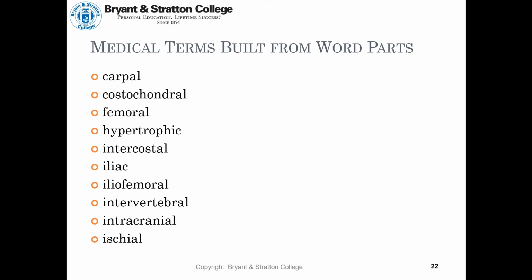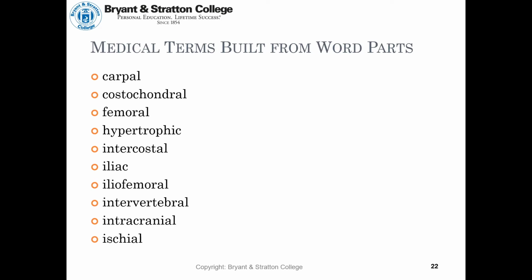Carpal is pertaining to the wrist bones. Costochondral is pertaining to the ribs' cartilage. Femoral pertaining essentially to the upper leg or the thigh. Hypertrophic is kind of like a condition of enlarged growth. Intercostal is important because intercostal talks about between the ribs. The intercostal space is very important because there's essentially a vein, artery, nerve, as well as two different muscles in each intercostal space.